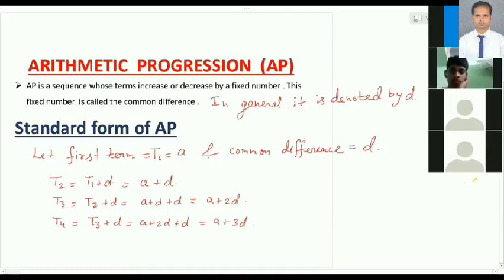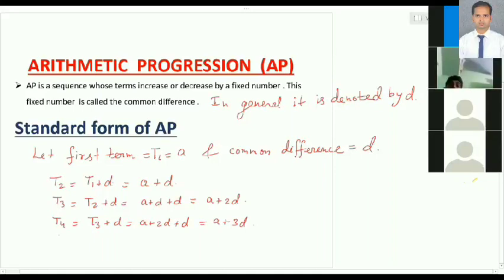Now if you see here, the first term we are getting as a. A means a plus 0d. 0 means 1 minus 1. T2 is a plus 1d, and 1 means 2 minus 1. T3 is a plus 2d, and 2 means 3 minus 1. So whatever d term we are getting, the coefficient of d will always be 1 less than the number of the term.